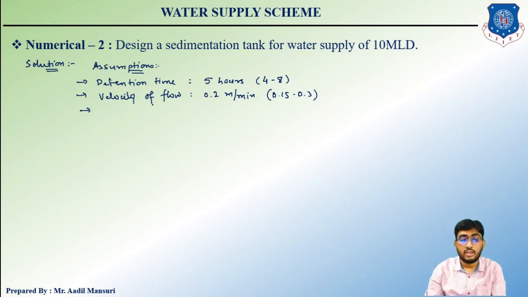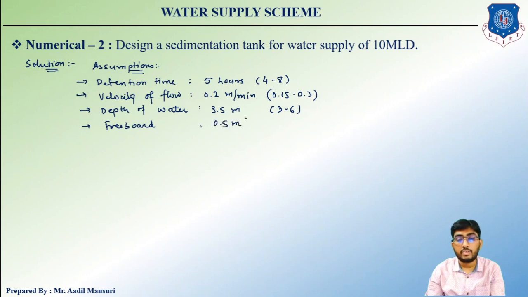Then depth of water, let us assume as 3.5 meter. This is usually between 3 to 6. And freeboard will be equal to 0.5 meter, right? So same steps, right? Let's start.